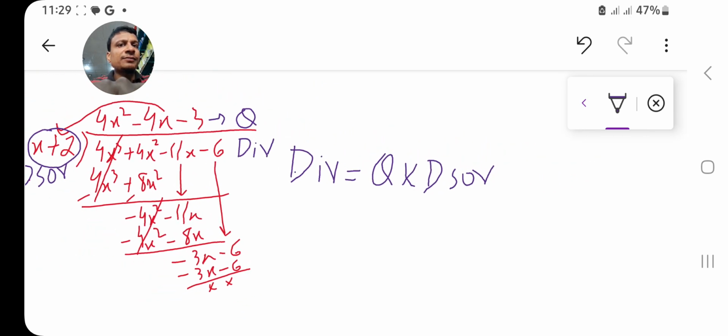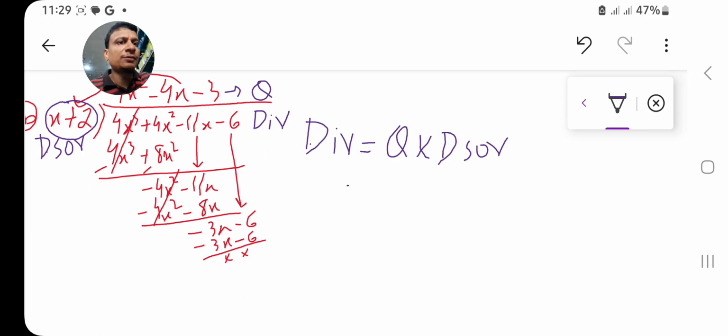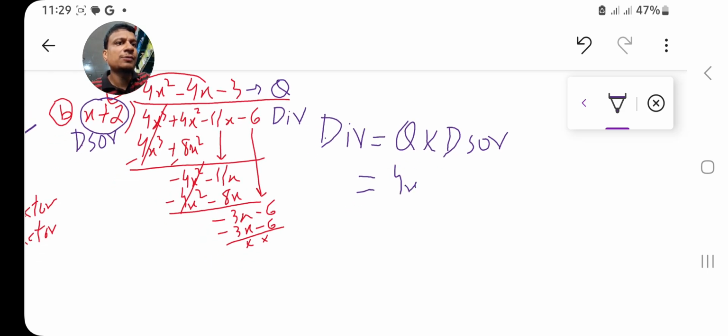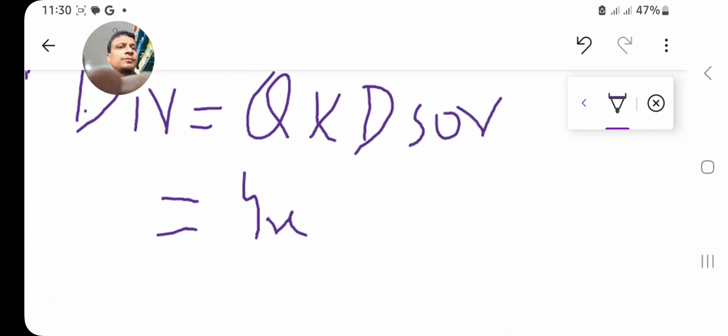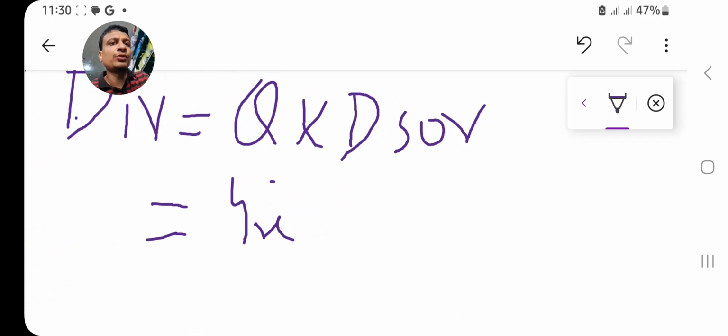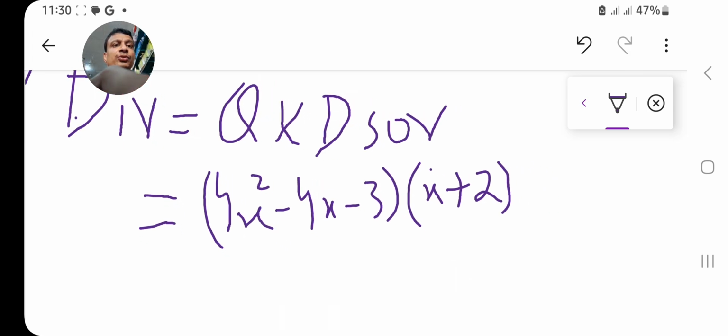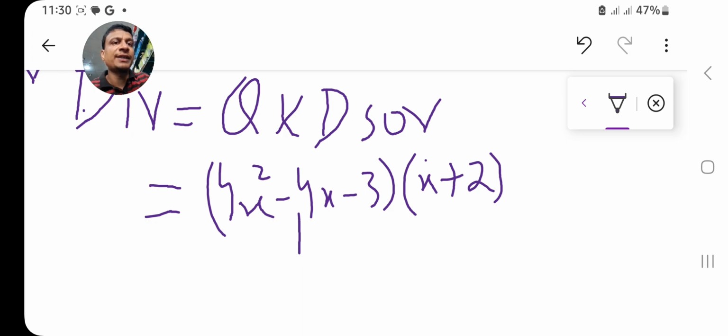Okay, so it means that the quotient is 4x square minus 4x minus 3 and the divisor is x plus 2. As we know that in part B we need complete factorization, so it means that we also have to factorize this quadratic equation.